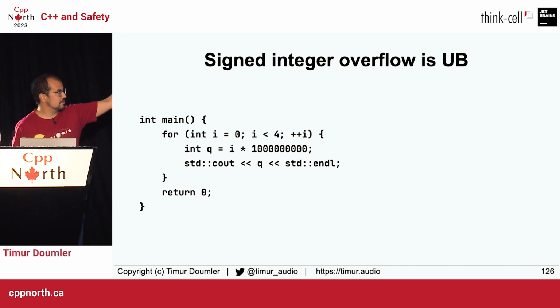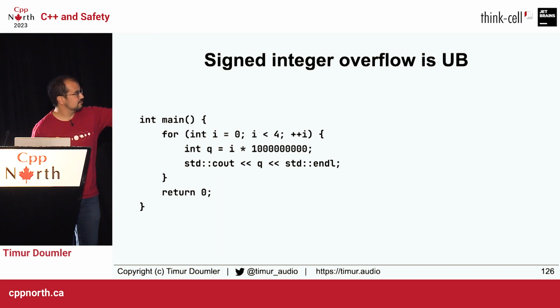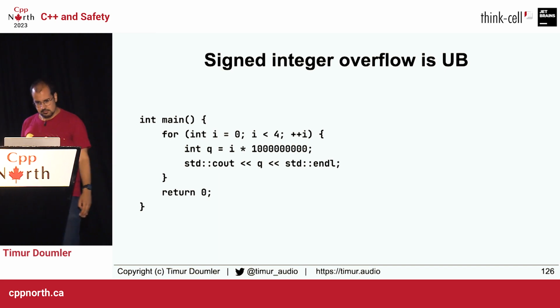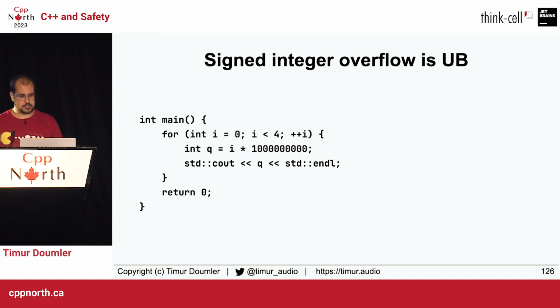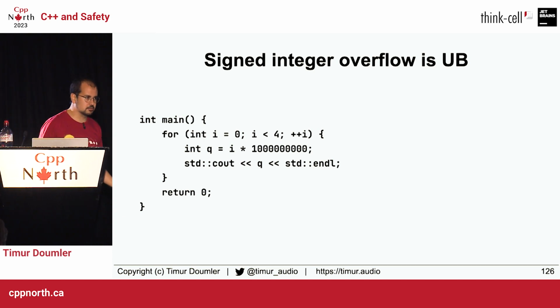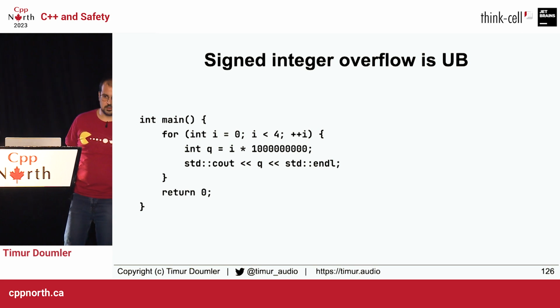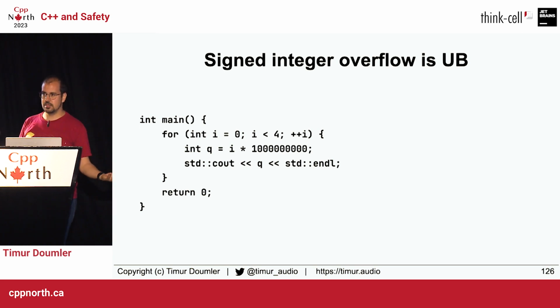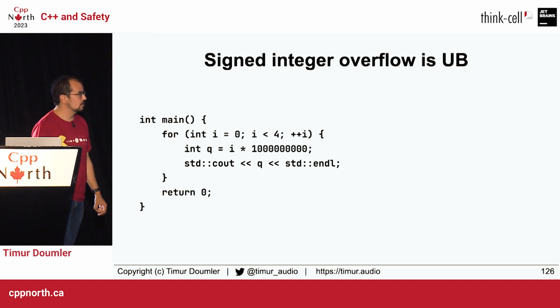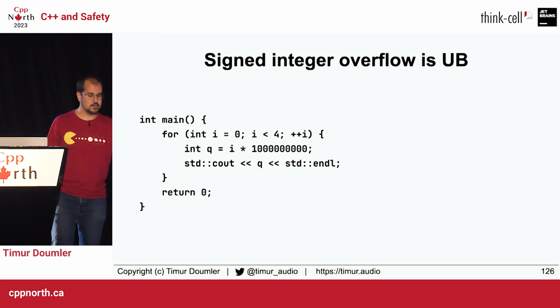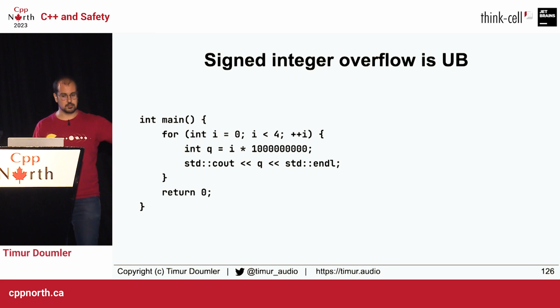You multiply this number with, I don't know, what is that? 1 billion. But the compiler knows that signed integer overflow cannot happen, right? Because that would be UB. There cannot ever be UB. You can optimize based on the assumption that UB is not going to happen. So it knows that i times this number is never going to be more than int max, which is 2 billion something.